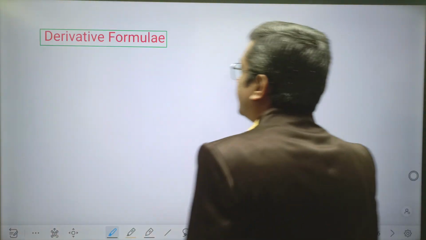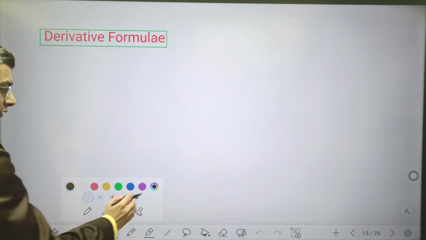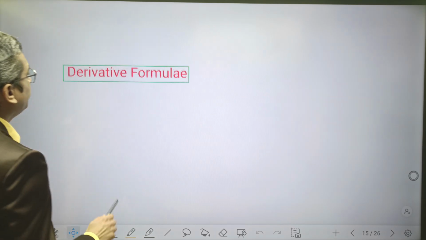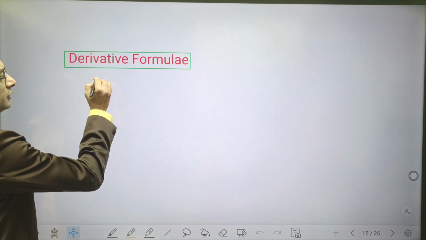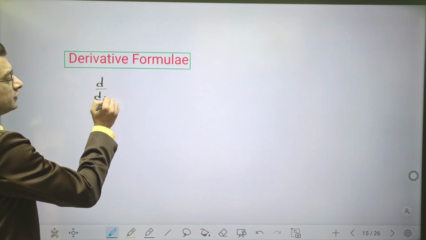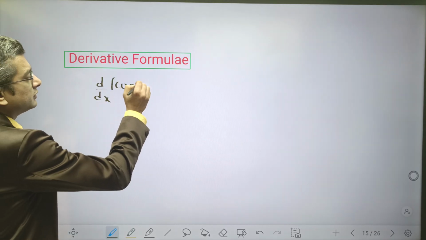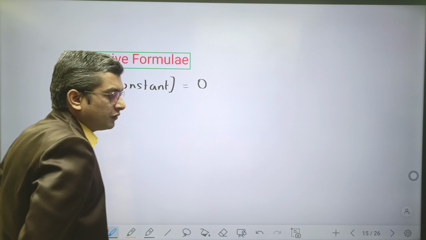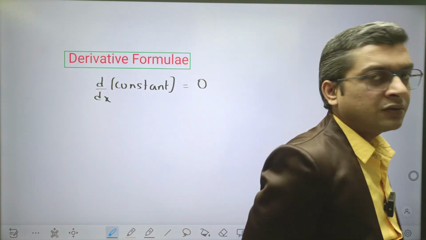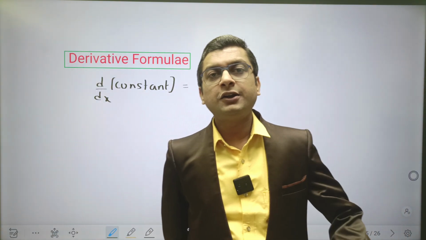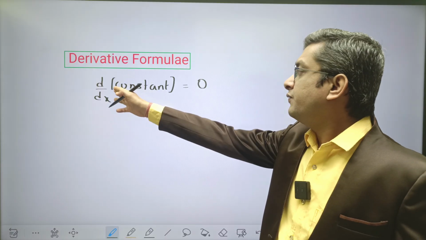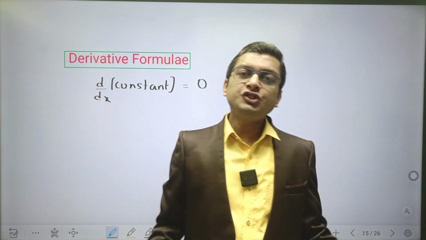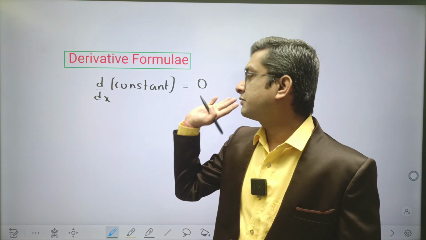Next, let us have a look at the derivative formulae, which are very important. The very first formula is d by dx of any constant is equal to 0, because what is dy by dx? It is known as the differential coefficient. It represents the rate of change, isn't it? If you take the derivative of any constant, constant means it is not going to change, so its rate of change is 0, isn't it?